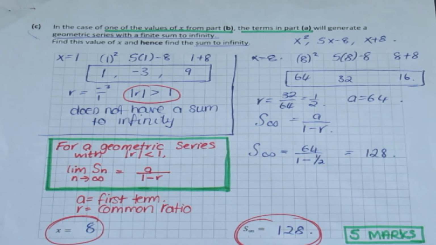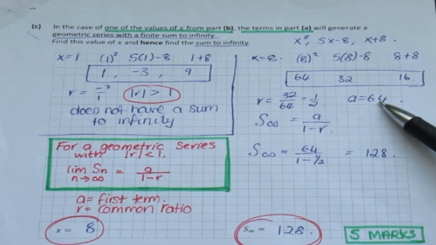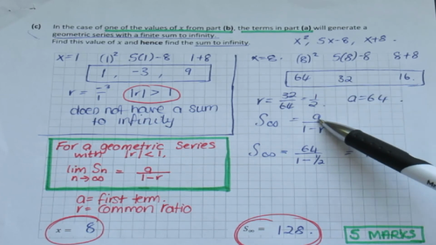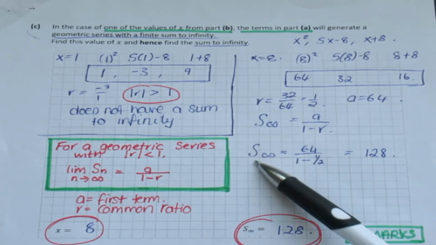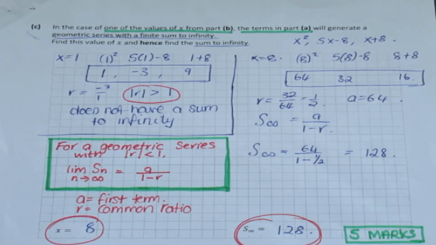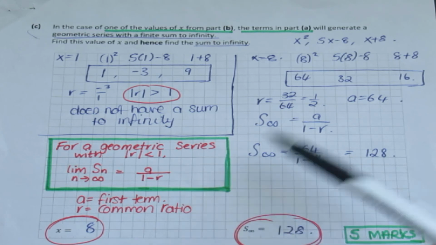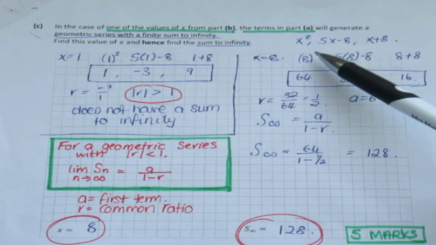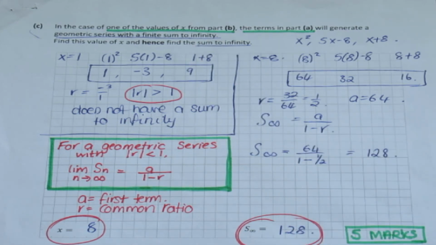x equals 8. So when we find the common ratio here, we find that it is a half. I get my information from this type of series, a being my first term, 64, r being my common ratio, which is a half, and I sub this information in and I get an answer of 128. This is something that you do need to remember. It is not in your log tables. The value of x that makes this happen is 8, and then the actual sum is 128, and there were 5 marks going for this question.